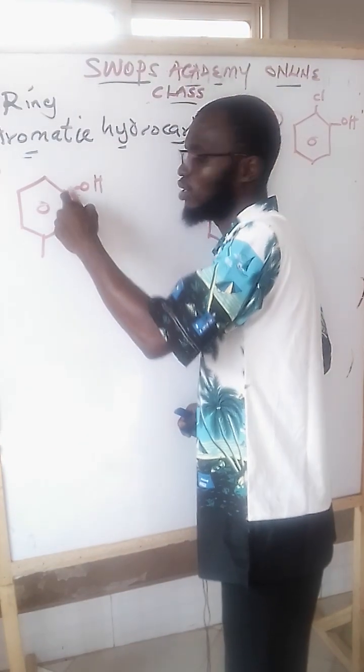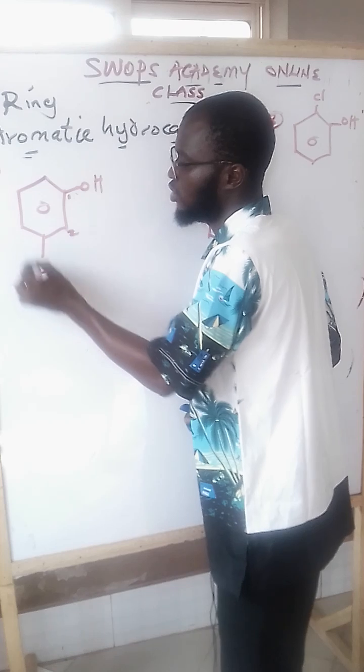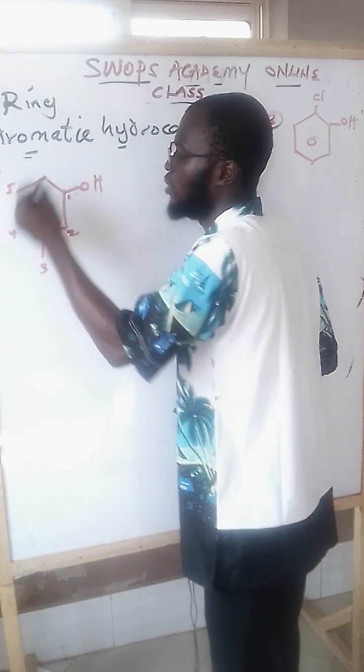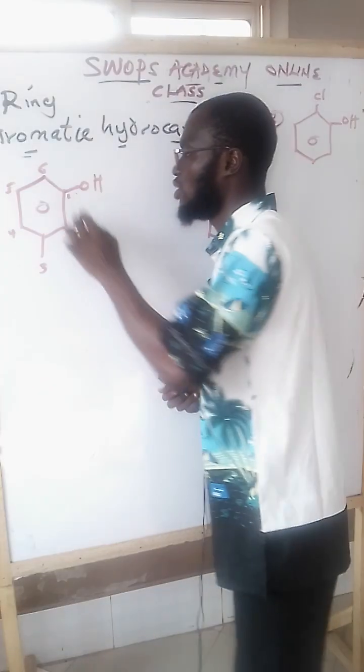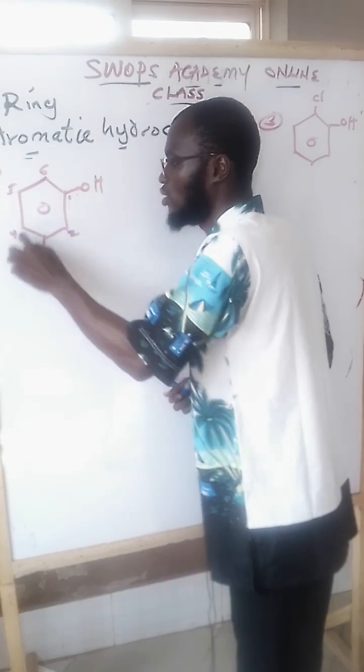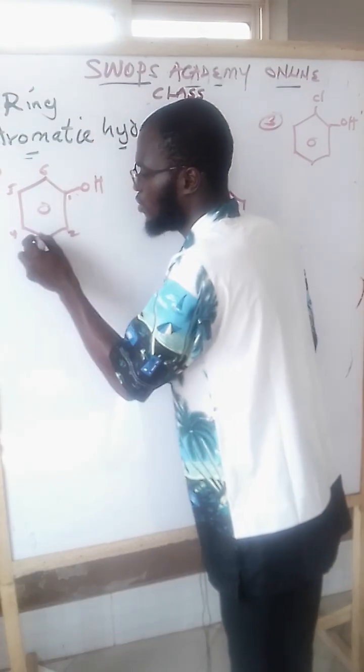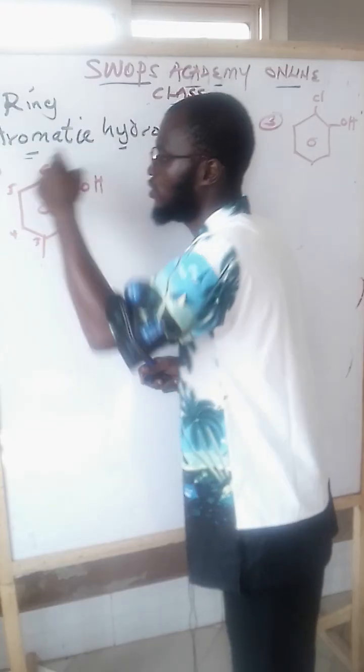This is carbon number 1. This will now be 2. This will be 3. This will be 4. This will be carbon number 5. This will be carbon number 6. Are we together? Note that this is 1, 2, 3, and then 4, 5, 6.